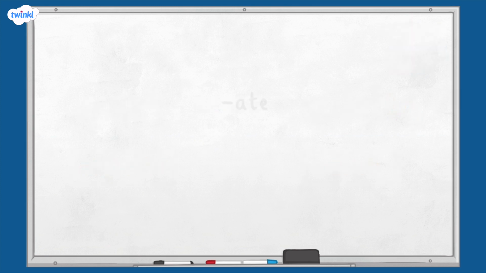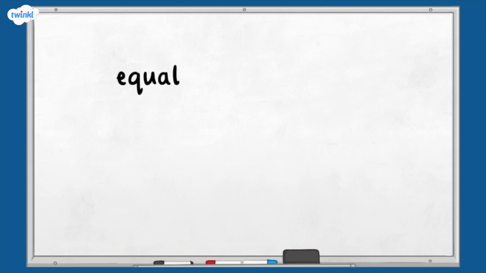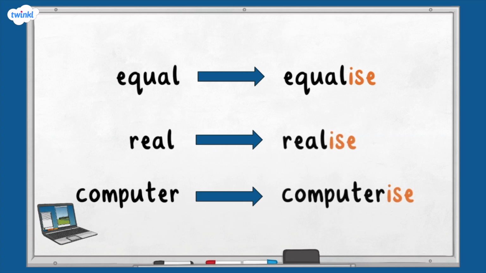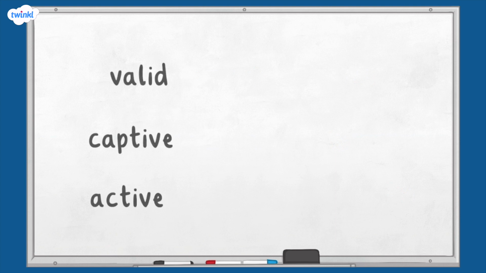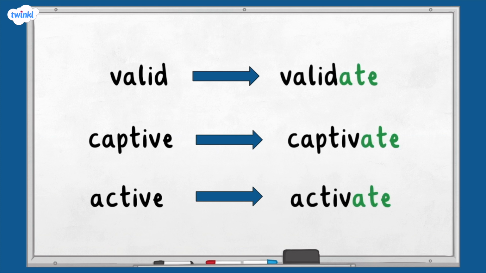This changes a root word from an adjective into an adverb. The suffixes ate, ise, ify, and en can be added in the same way to change some adjectives and nouns into verbs. Let's look at some examples. The suffix ise can be added to the adjective equal to make the verb equalise. The suffix ise can also be added to the adjective real and the noun computer to form the verbs realise and computerise. The adjectives valid, captive and active can have ate added to become verbs: validate, captivate and activate.